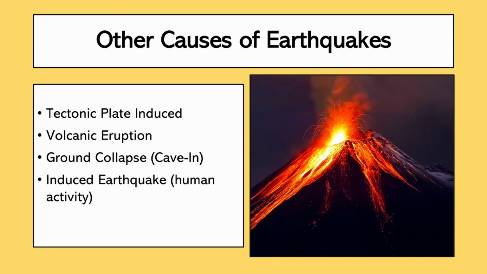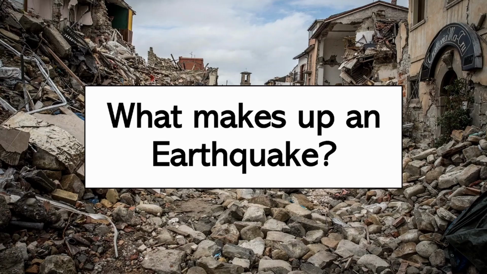And finally, we might have induced earthquakes. So this is all to do with human activity. Now, if we release large amounts of energy or put large amounts of energy into rocks in the ground, we can unintentionally cause a man-made earthquake. So this could be formed from things like mining or drilling, even the release of large amounts of energy from things like weaponry, like nuclear bombs. So we now sort of understand what causes an earthquake.